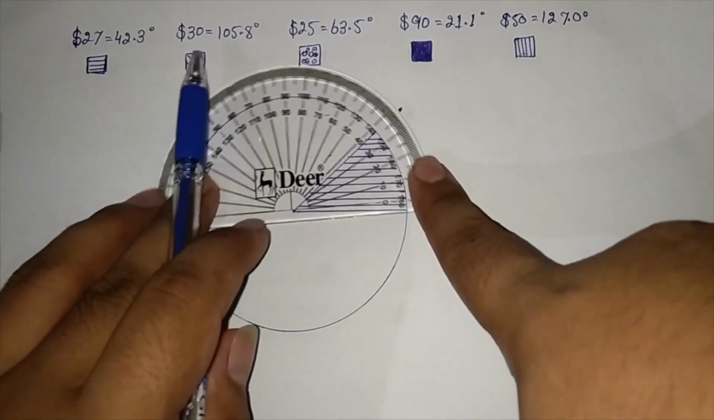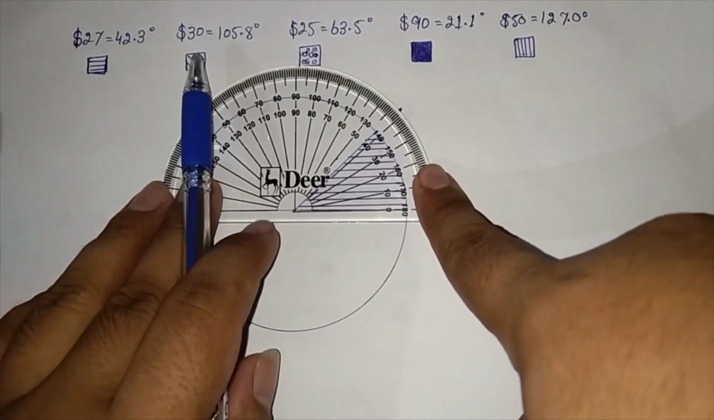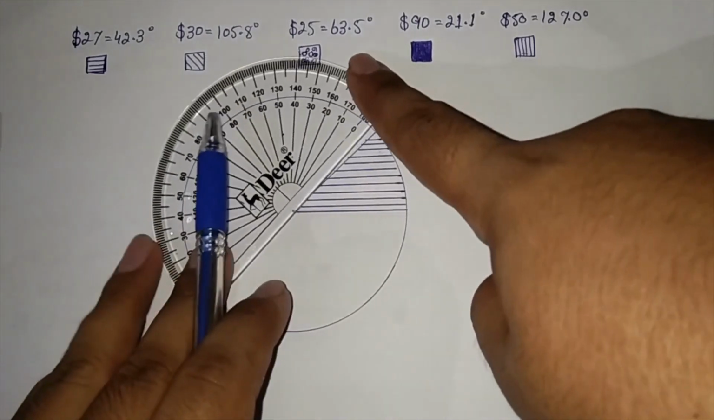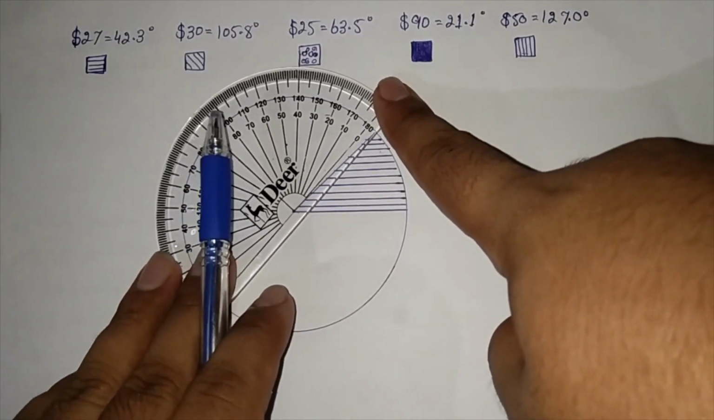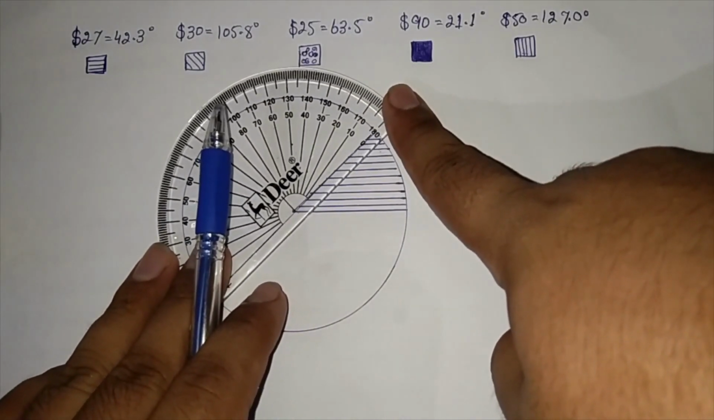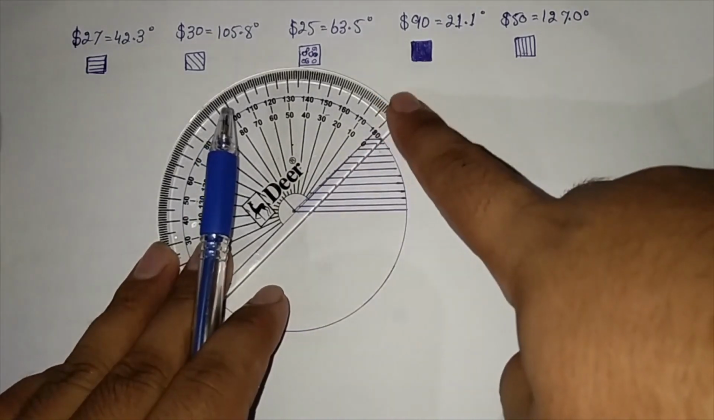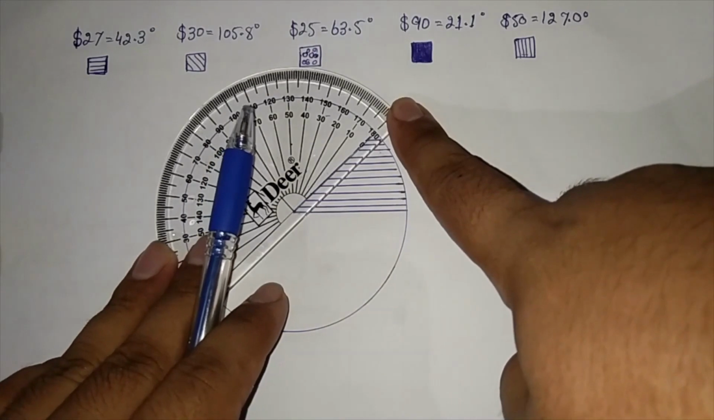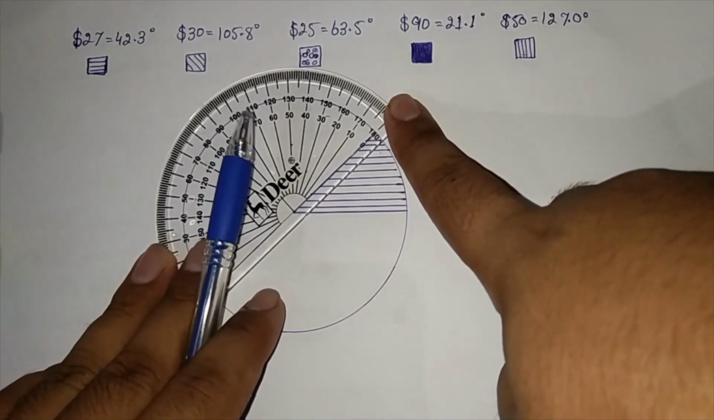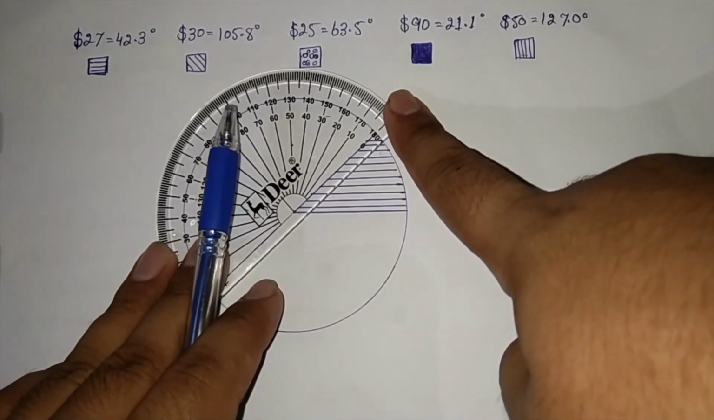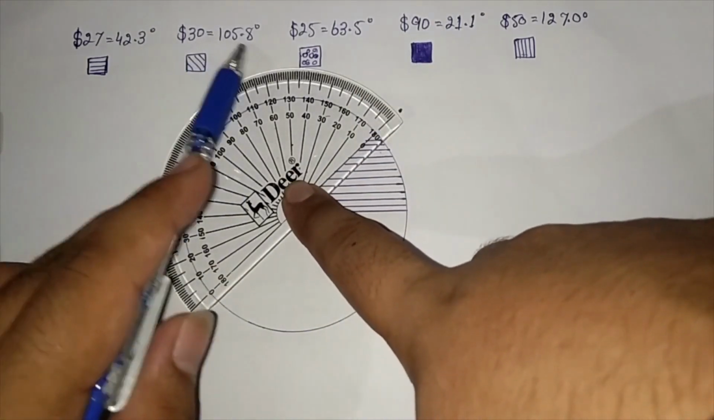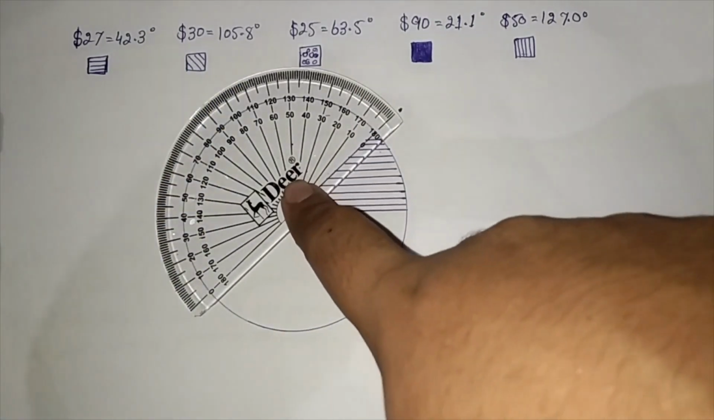If we put it here, it will not be correct. We have to put the zero line on this baseline, and the center as it is. So I have fixed it. Now we have to count 106 degrees almost.